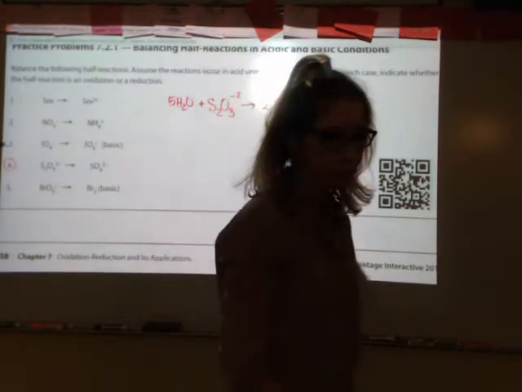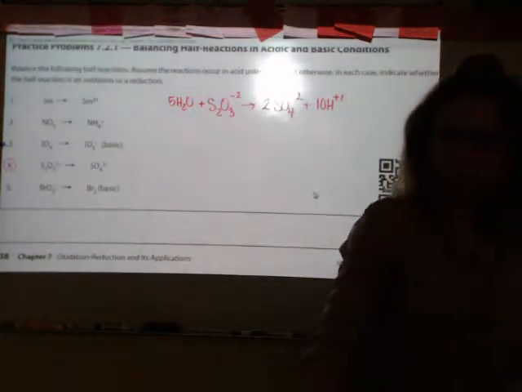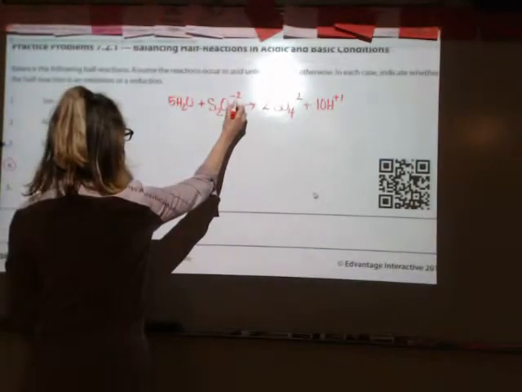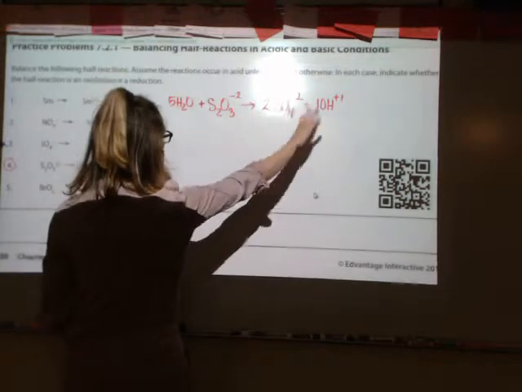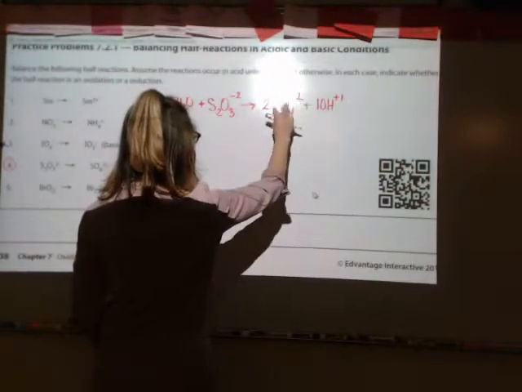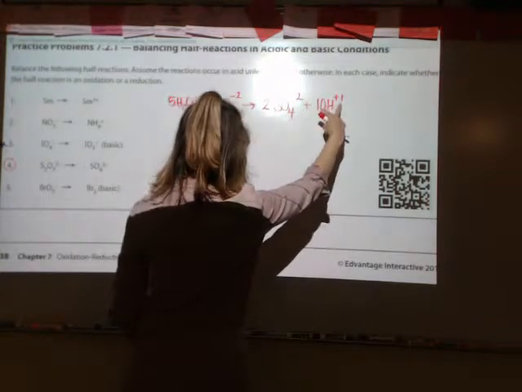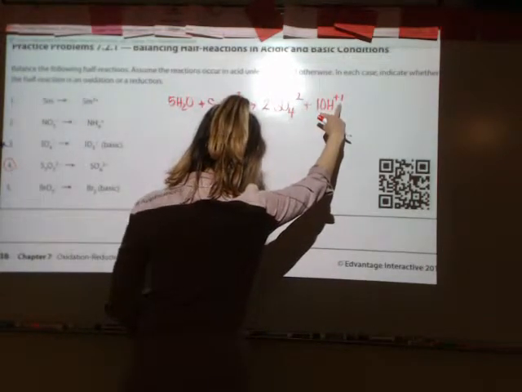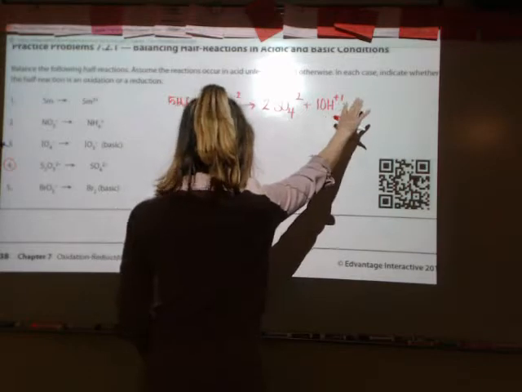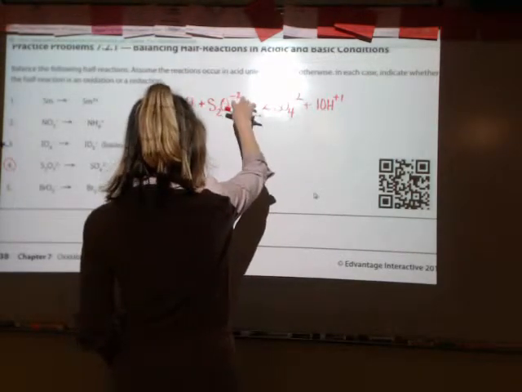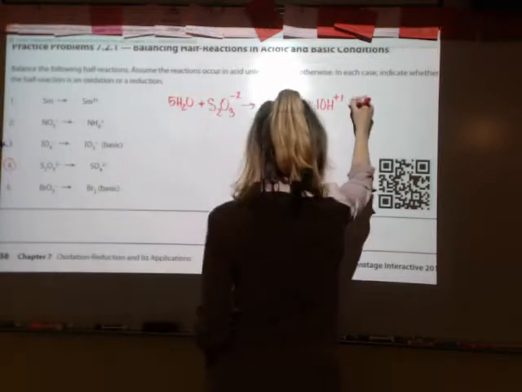We're good so far? Okay, now we need to look at the charge. Overall, I have a -2 on this side. On this side, don't I have a -4 because there's 2 of them? So a -4 and a +10 would be +6, right? Yeah. So I need to bring this +6 down to meet this -2.